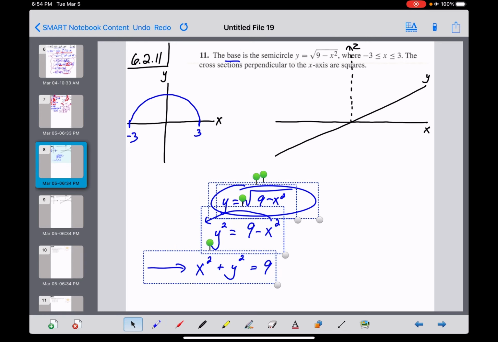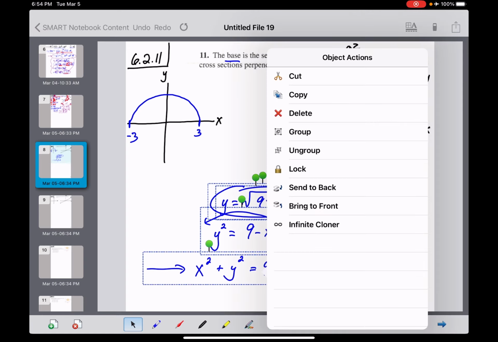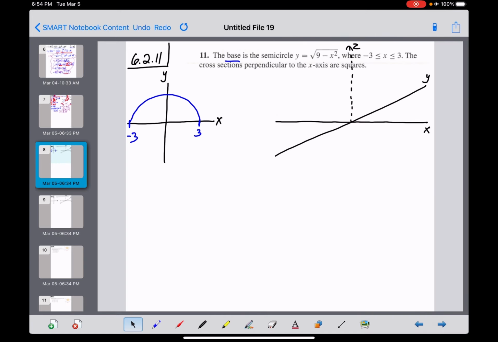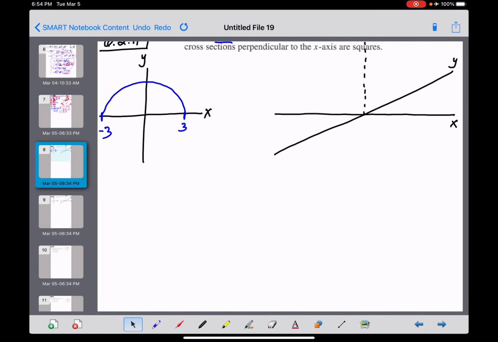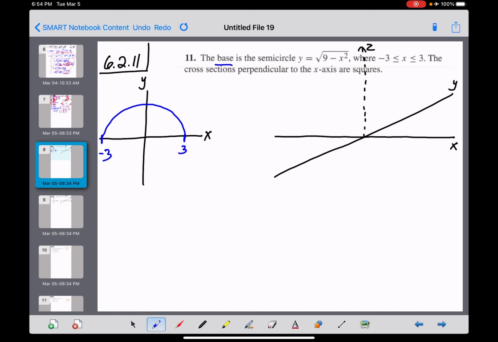Okay, so hopefully you guys were able to figure that out without too much difficulty. And that's what we're dealing with. So our base is a semicircle. They were nice enough to tell you from -3 to +3. Now the cross sections we're drawing perpendicular to the x-axis. Again, there's that phrase, and that tells me right away this is a dx problem. So I'm going to draw one cross section here in this base perpendicular to the x-axis.